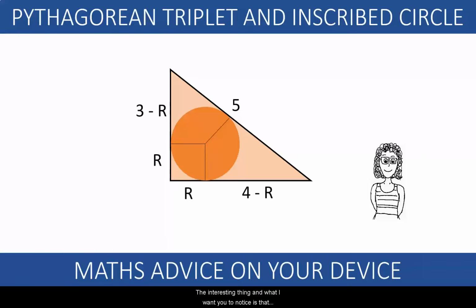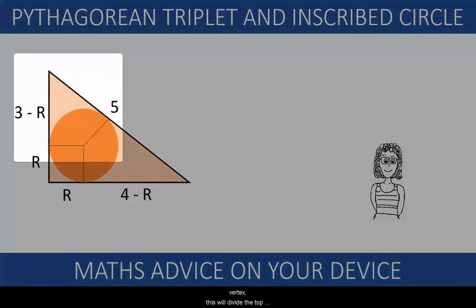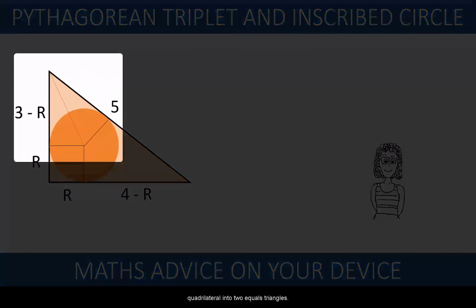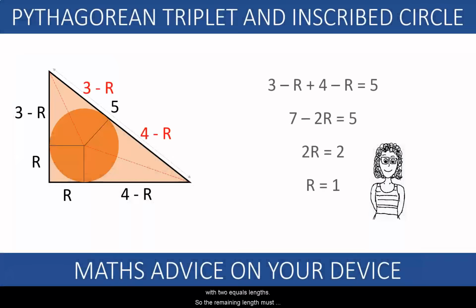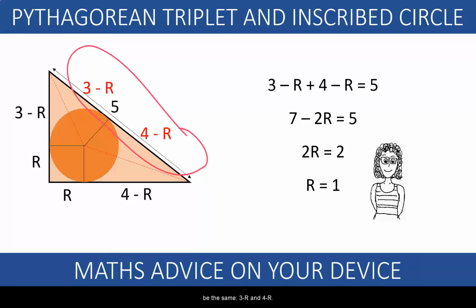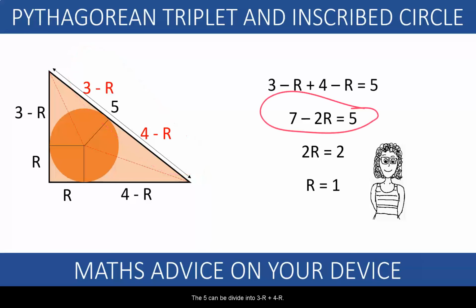The interesting thing, and what I want you to notice, is that if we draw a line from the center of this circle to the top vertex, this will divide the top quadrilateral into 2 equal triangles. That's right, both are right angle triangles with 2 equal lengths. So the remaining length must be the same, 3 minus r and 4 minus r. The 5 can be divided into these 2, and collecting like terms and solving for r, we obtain the radius of our smallest triplet. R equals 1.